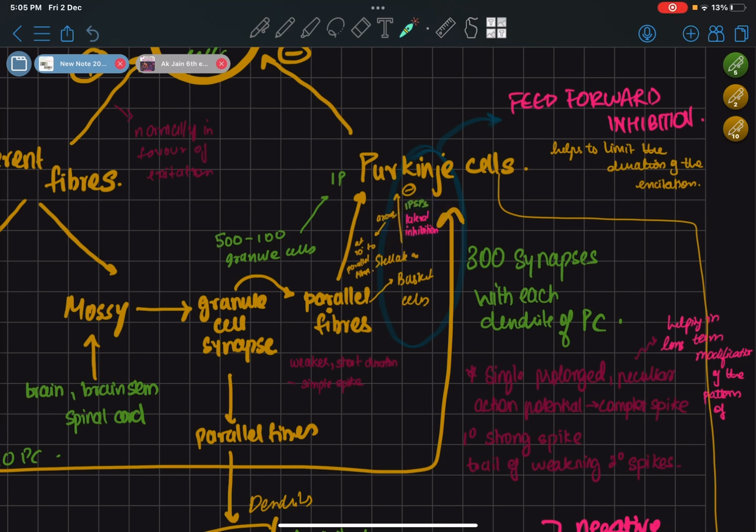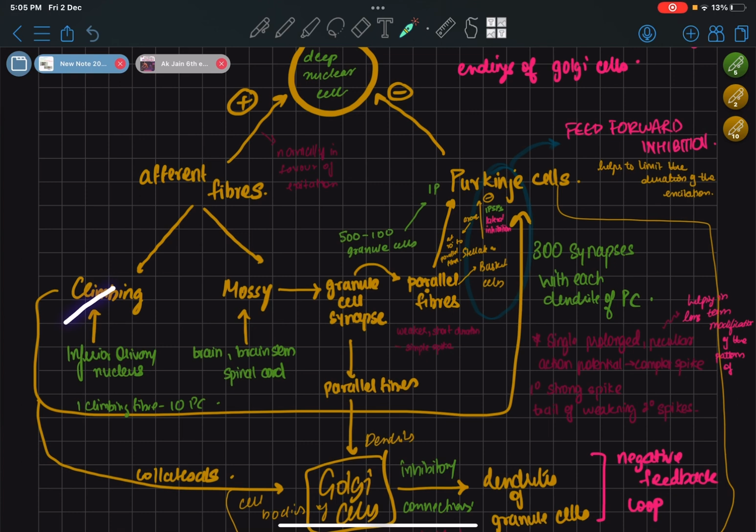Why? Because of how lateral inhibition works, it sharpens the potential. So this is the feed forward inhibition by the stellate and basket cells. They are producing an inhibitory effect on the Purkinje cell. Until now we saw climbing fibers, mossy fibers, granule cells, all of which were doing an excitatory effect on Purkinje cells. The first we saw that are doing an inhibitory effect are the stellate and basket cells.